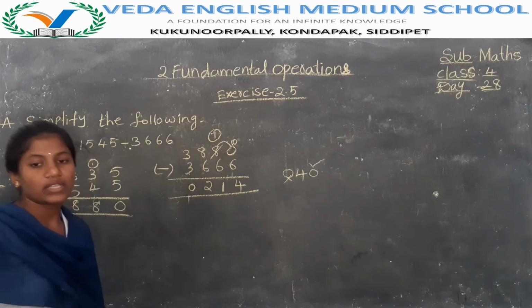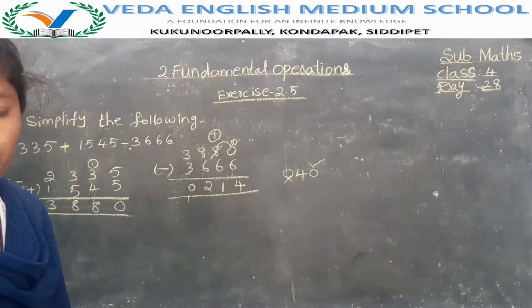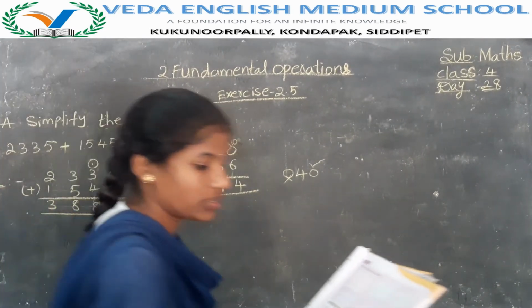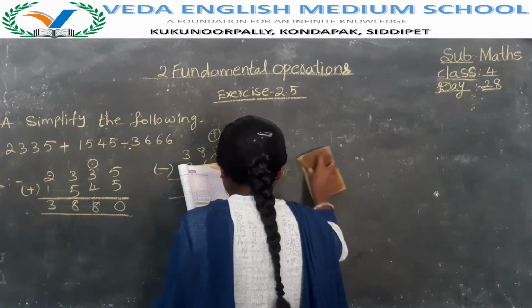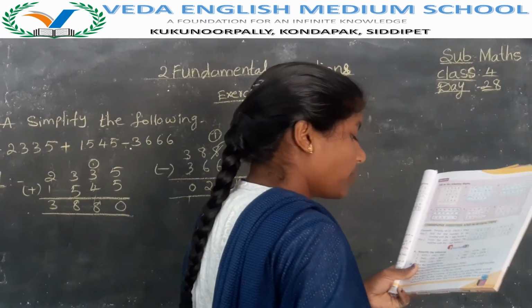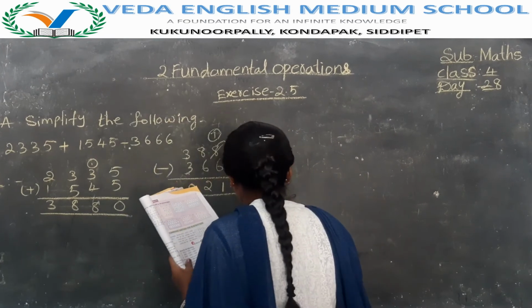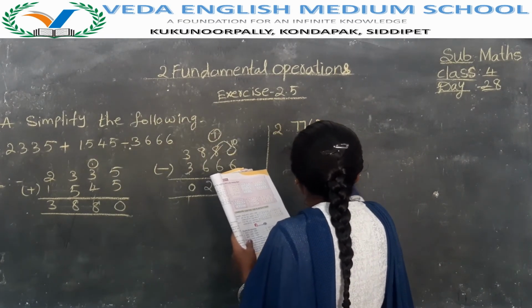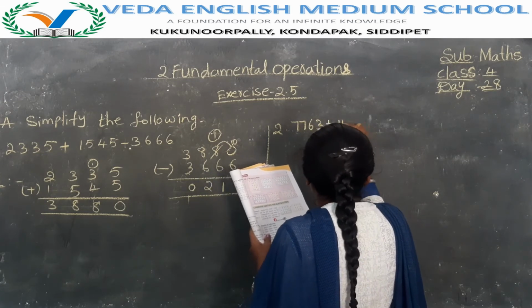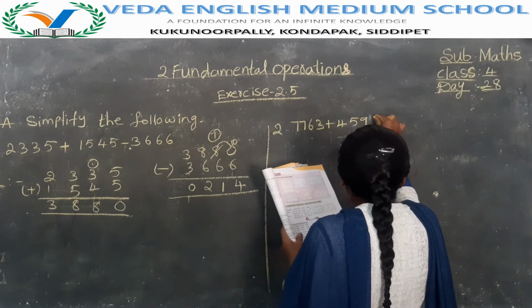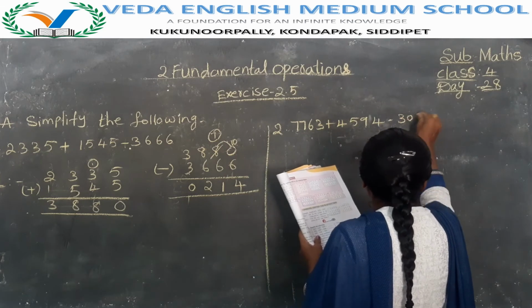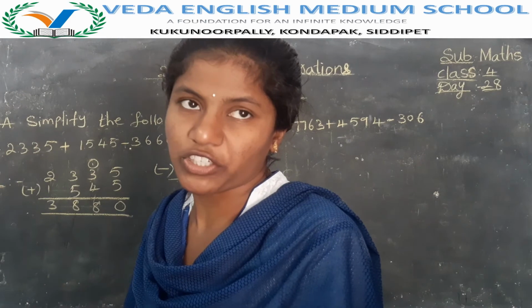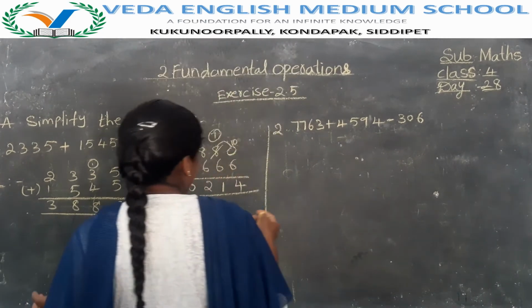Understand? Now the second problem is 7763 plus 4594 minus 306. First we have to do addition or subtraction? Addition, because we have the addition symbol first.